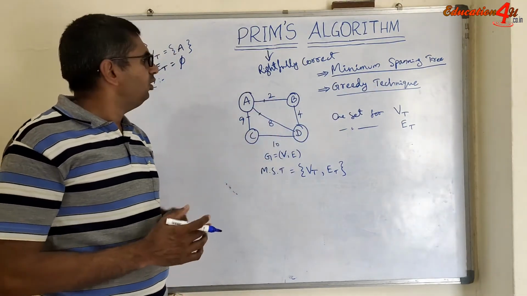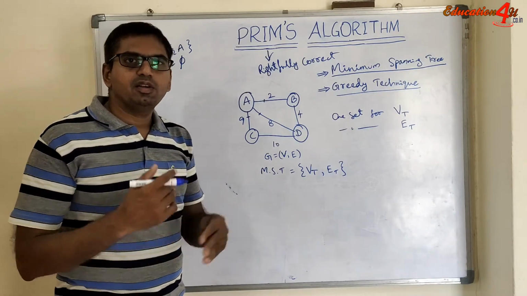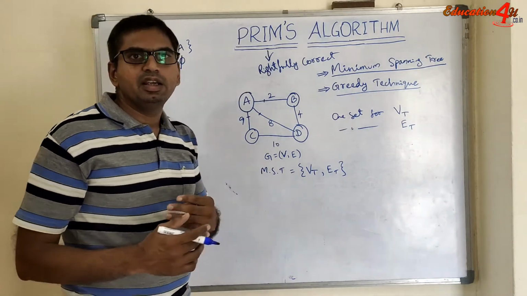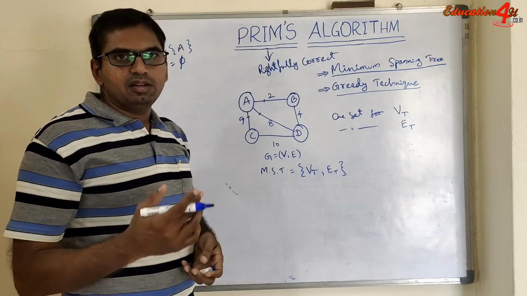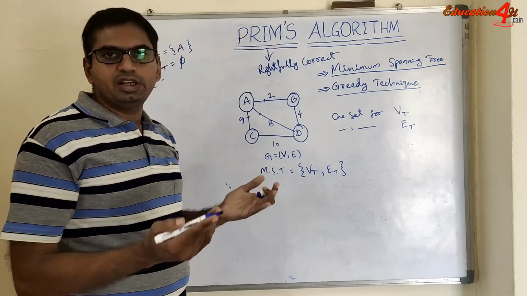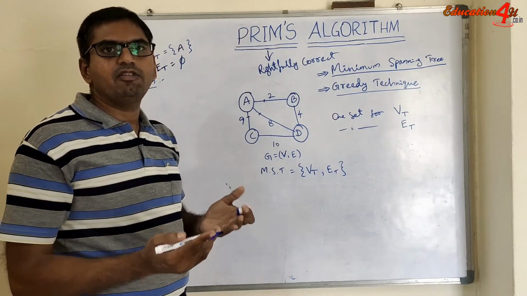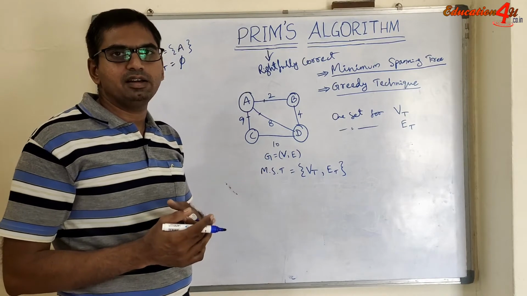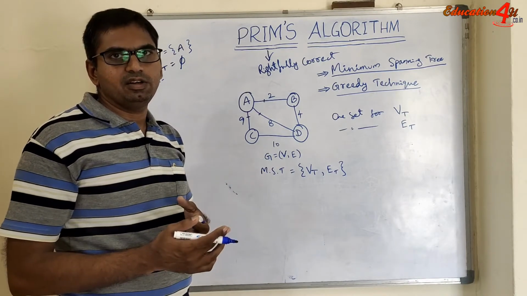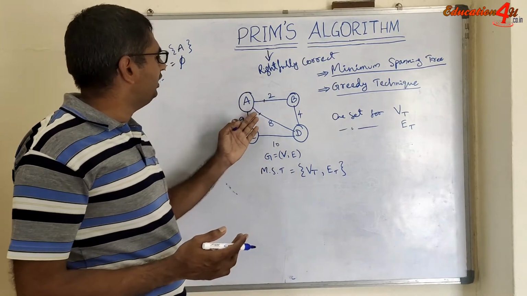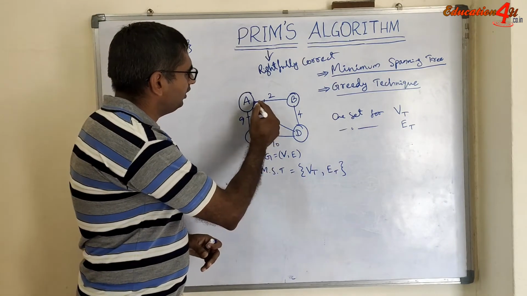Suppose we go to a market. If the seller shows you 3 items of similar quality, you will select the least price one. So similarly here we choose this edge.